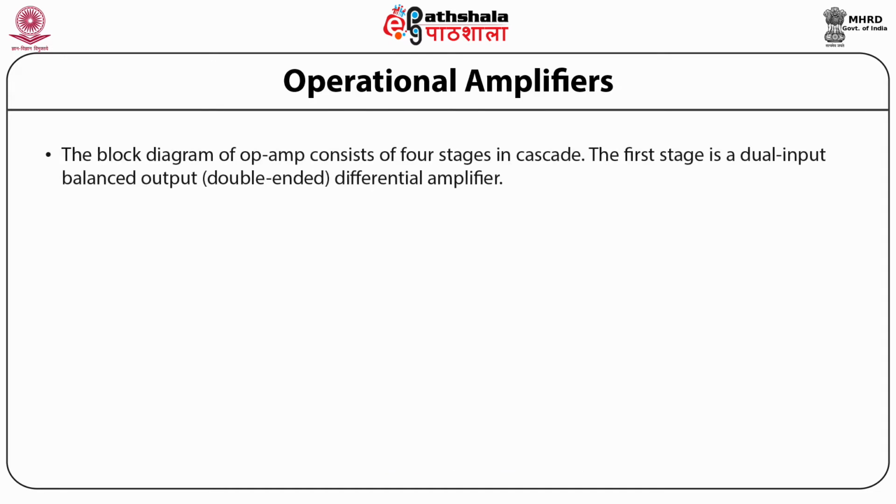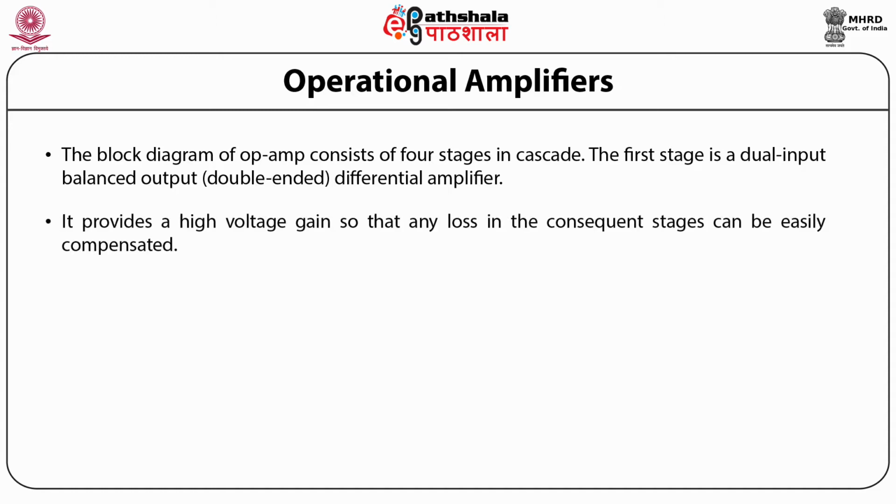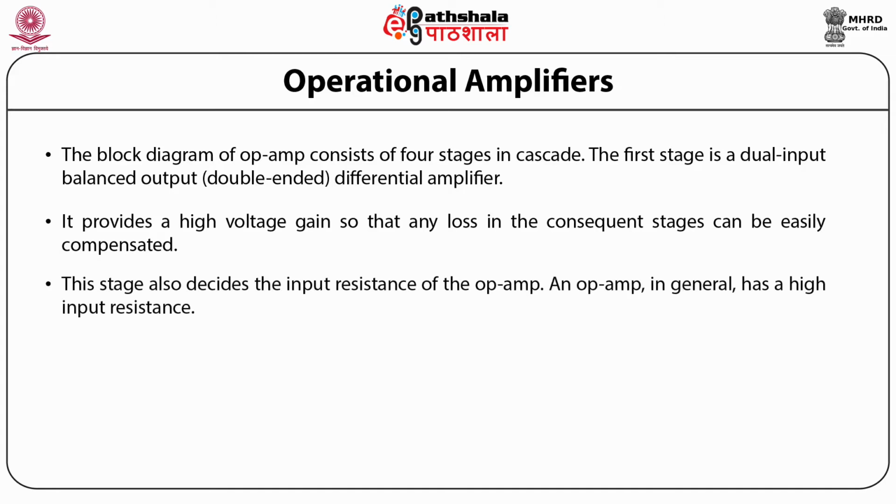We can see in the block diagram of op-amp that it consists of 4 stages in cascade. The first stage is a dual input balanced output, that is, the double-ended differential amplifier. It provides a high voltage gain so that any loss in the consequent stages can be easily compensated. This stage also decides the input resistance of the op-amp. An op-amp in general has a high input resistance.